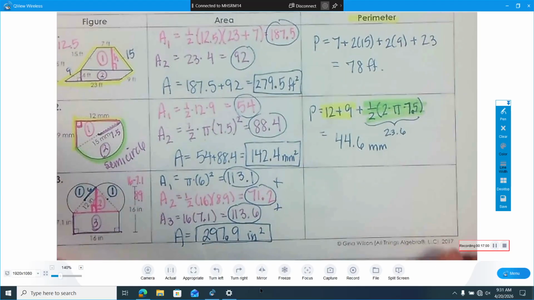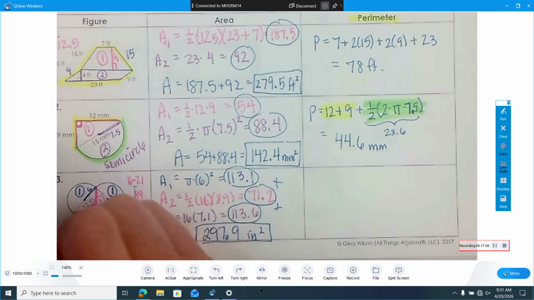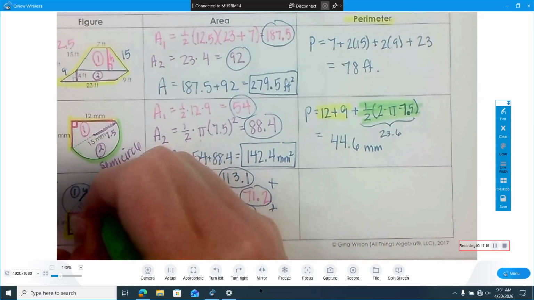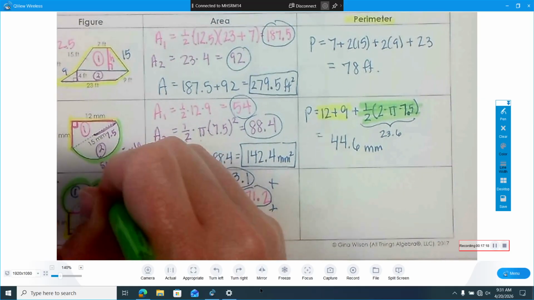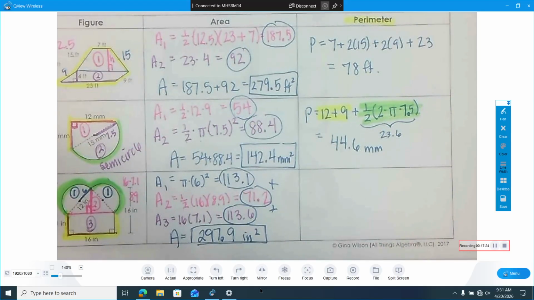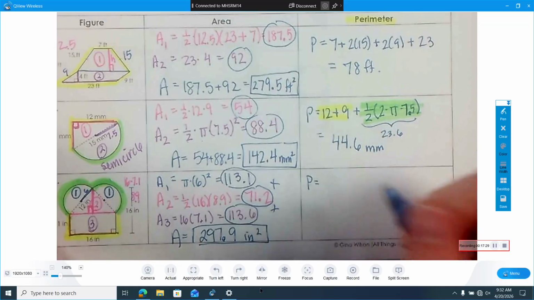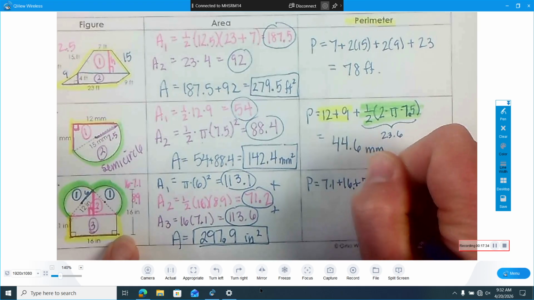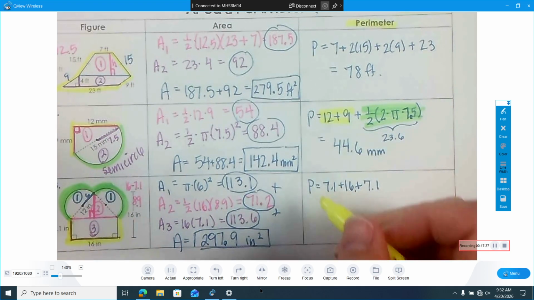All right, let's look at the last one, number 13. Again, we're just looking at edges. So for perimeter, I have my outside edges here. These are the nice straight edges. But then I have some, it looks like a frog. It's so cute. Yeah, it could be a piece of bread, yeah. All right, so I have my yellow edges. Well, those are easy. So the yellow would be 7.1 plus 16 plus 7.1. So those are my 3 yellow edges.